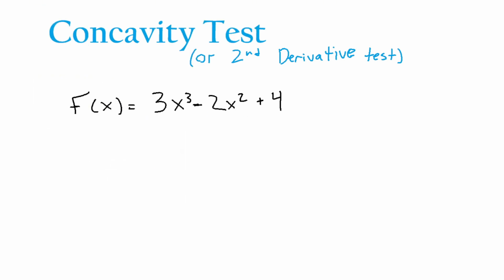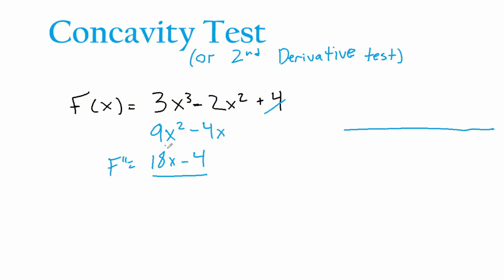So first we have to find the second derivative. And to do that, we just differentiate this twice. If we differentiate it once, we're going to get 9x squared minus 4x, and then this just becomes 0. Then we're differentiating it one more time, so we get 18x minus 4. So now we're going to use this, and we're going to find the critical numbers of this new function, f double prime, so that we can make our sign chart.